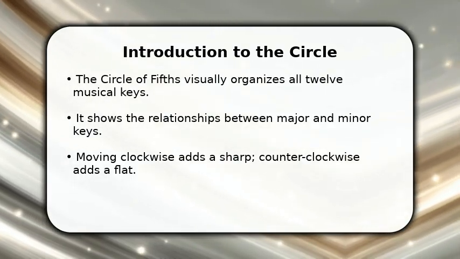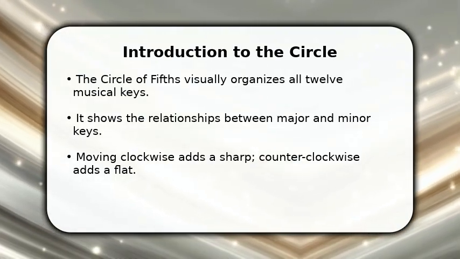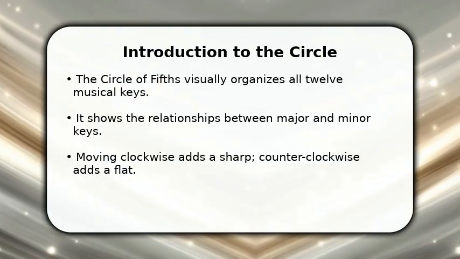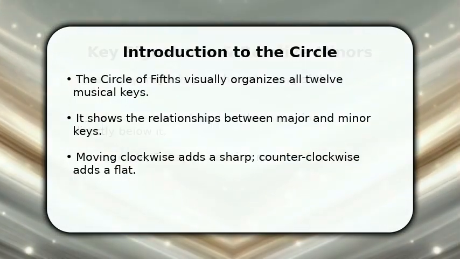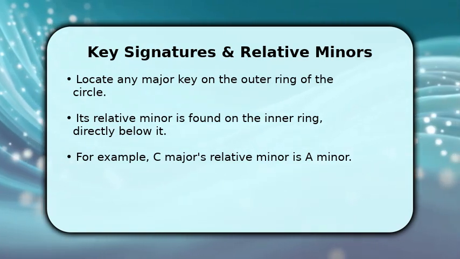Moving clockwise around the circle adds a sharp to the key signature, while moving counterclockwise adds a flat. Each step represents an interval of a perfect fifth, a fundamental building block in music. Understanding key signatures and relative minors becomes simple with the circle of fifths.